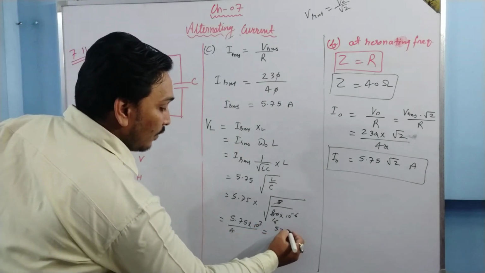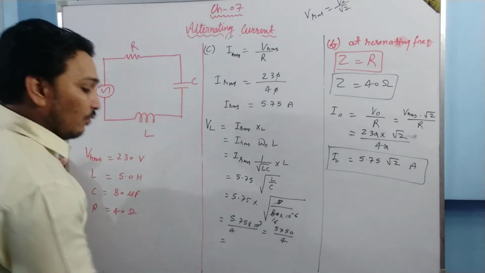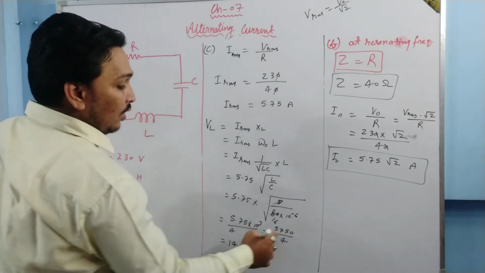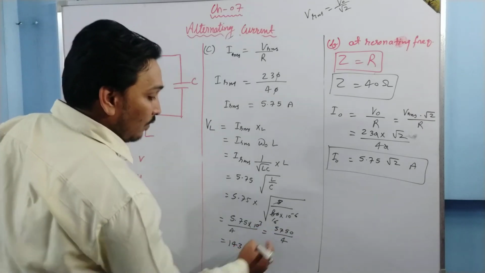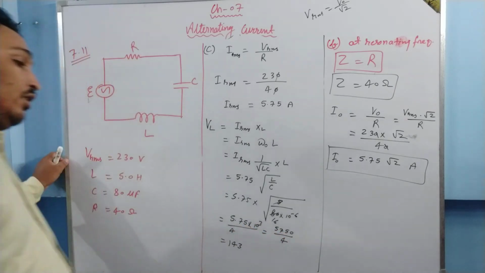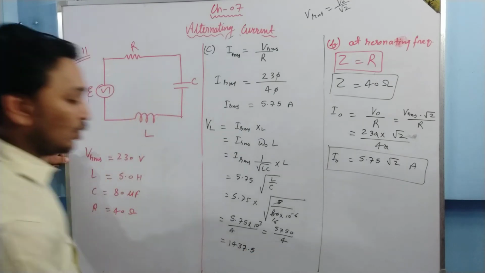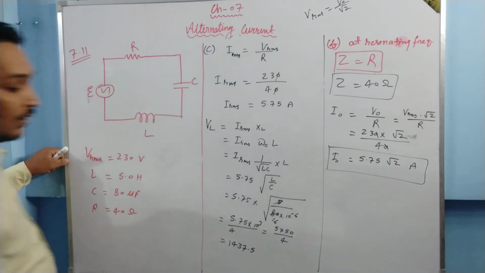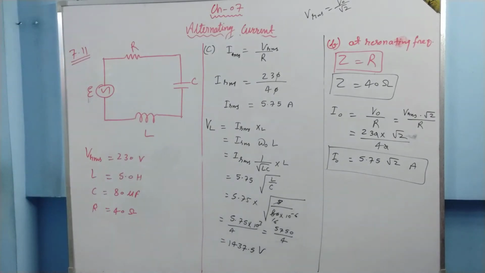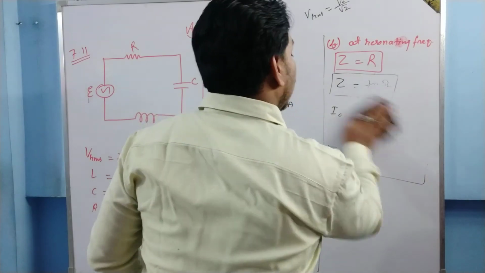So 5750 upon 4. If you cut this, 4 ones are 4, 4 4s are 16, 4 3s are 12, 4 3s are 12. Again we have got 330, 4 7s are 28, 4 5s are 20. So 1437.5 volt. This is the potential drop across the inductor.